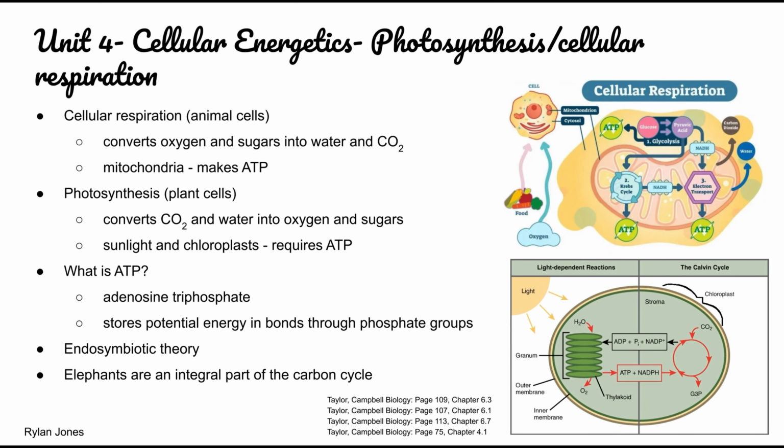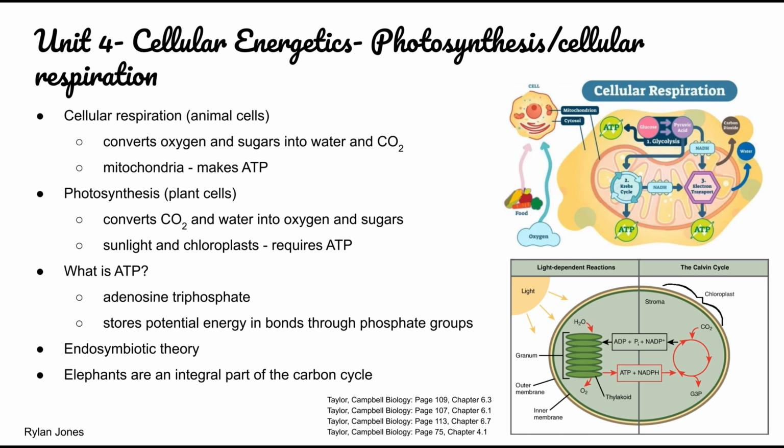Now, in order to build the tusks, the odontoblasts have to get that energy from somewhere. This is where cellular energetics comes into play. Cells get their energy through one of two ways: cellular respiration or photosynthesis. In cellular respiration, the cell converts oxygen and sugars into water and CO2, in the process using mitochondria to capture the energy given off to make ATP.